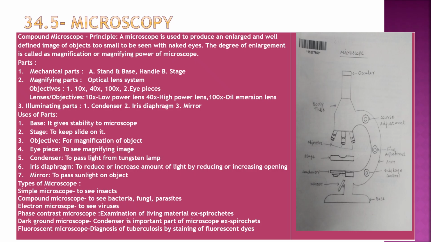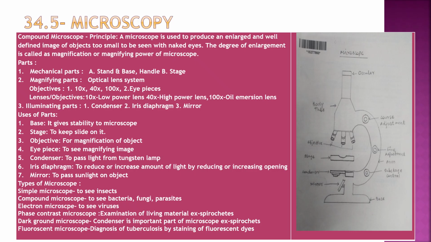The uses of parts: base gives stability to the microscope, stage is to keep the slide on it, objectives are for magnification of the object, eyepiece is to see the magnified image, condenser is to pass light from the lamp, iris diaphragm is to reduce or increase the amount of light by reducing or increasing the opening, and mirror is to pass sunlight onto the object.